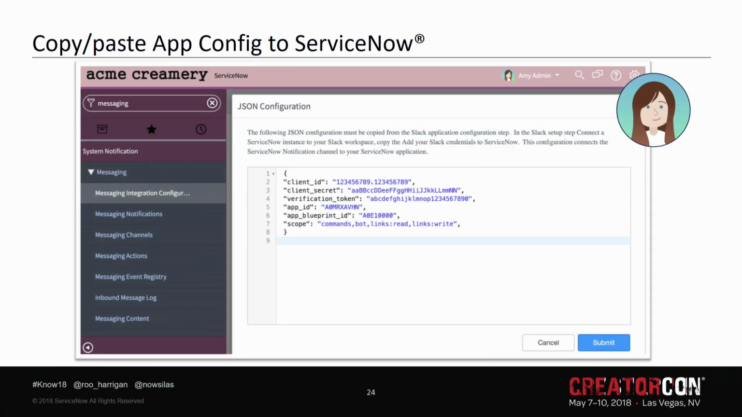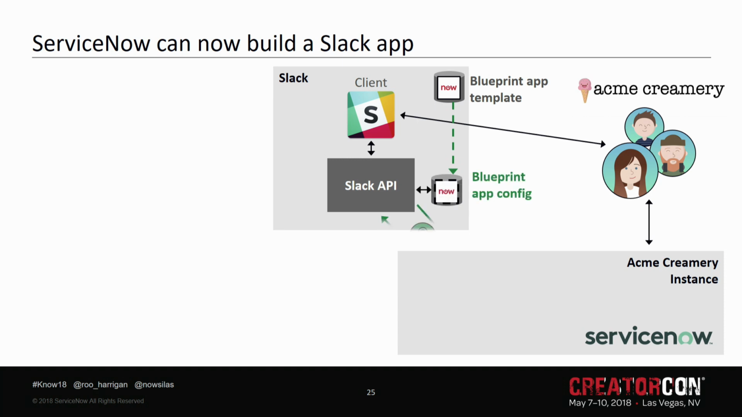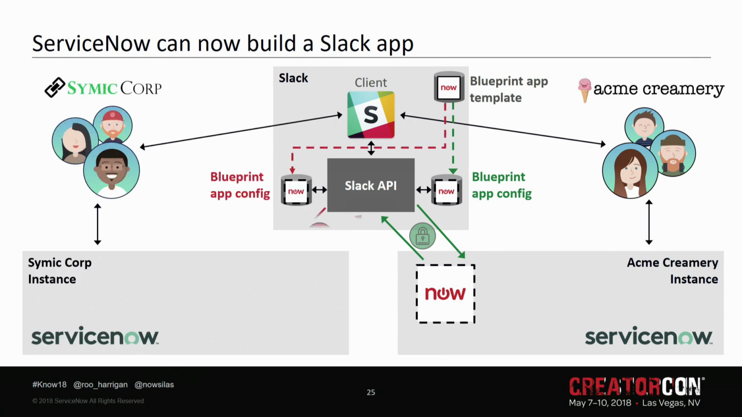All right. So like I mentioned, after Amy clicked copy and headed over to her ServiceNow instance, she jumped to the messaging integration configuration page where she'd paste her credentials in and click submit. This allows for an architecture on the Slack side that more closely resembles the multi-instance architecture of ServiceNow. Amy's team at Acme Creamery can provision their own copy of the Now Actions app with their unique green credentials. And Corey over at Simic can provision their copy of the Now Actions app with their unique red credentials.